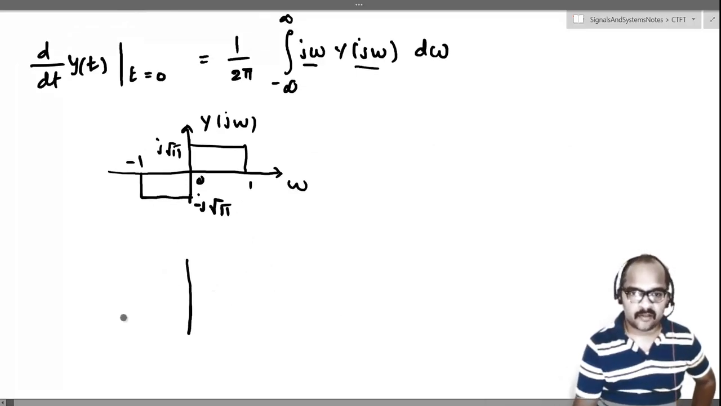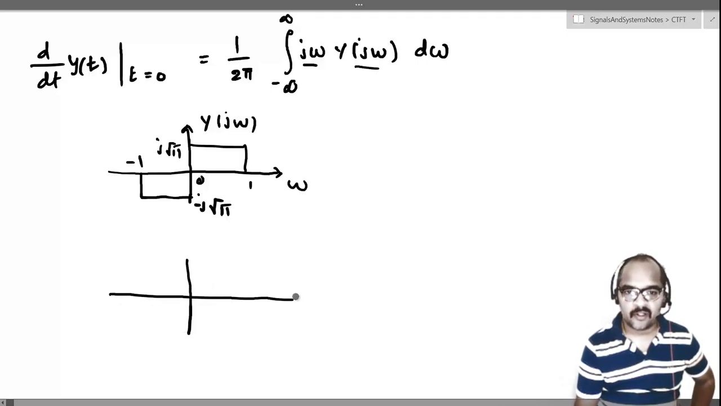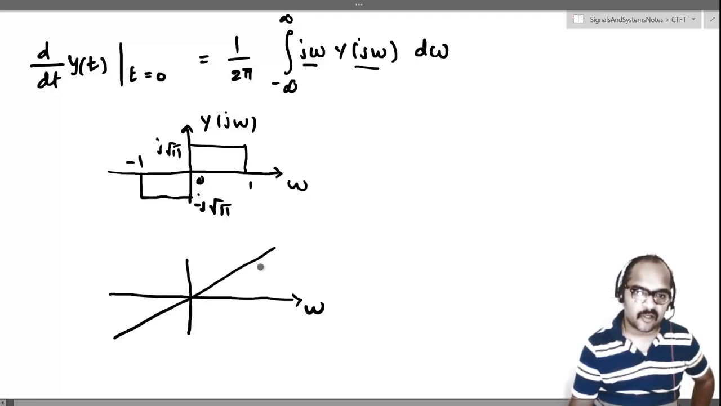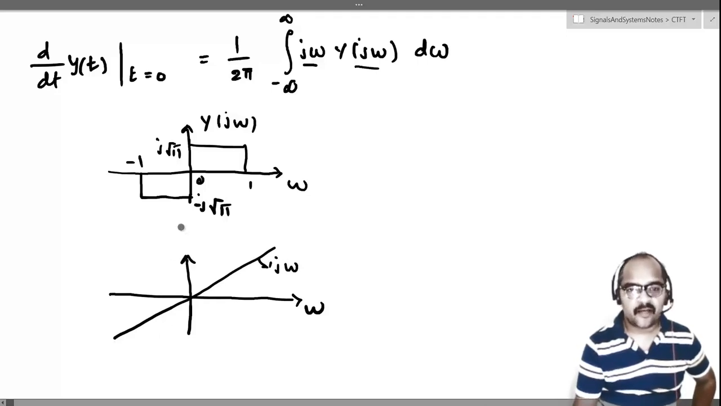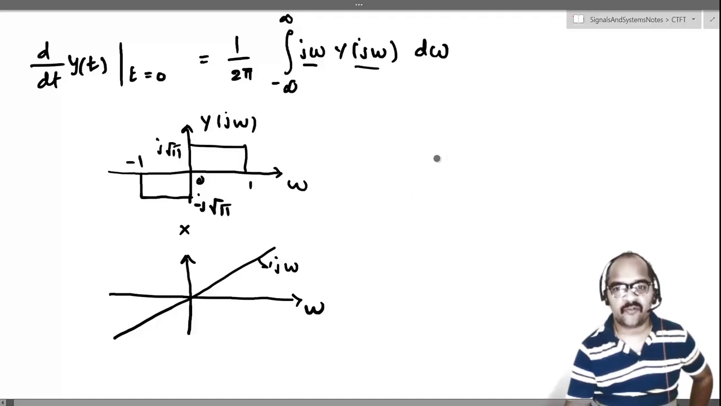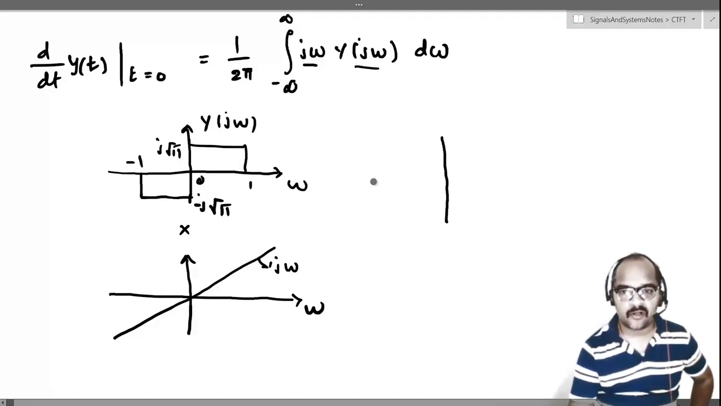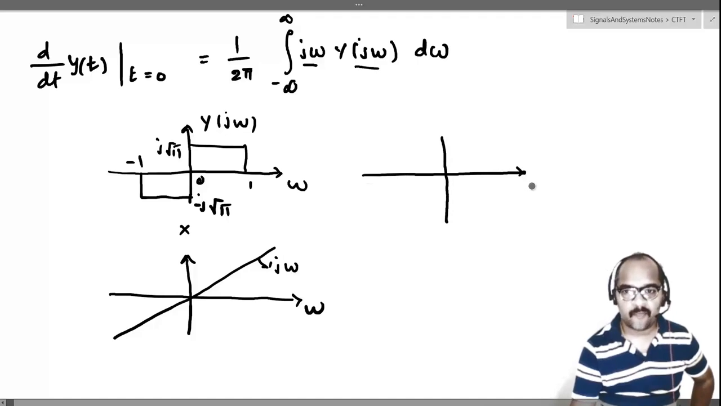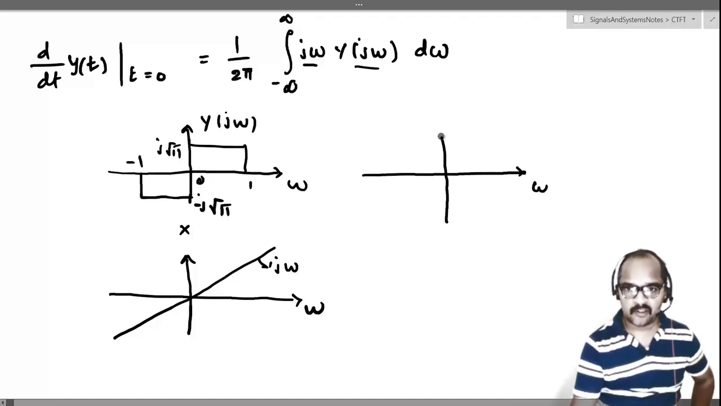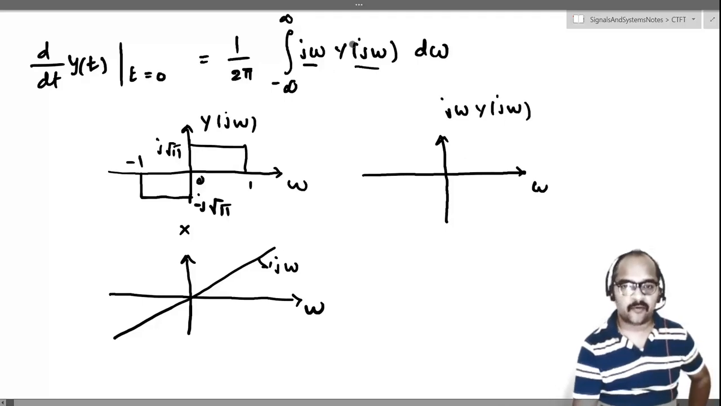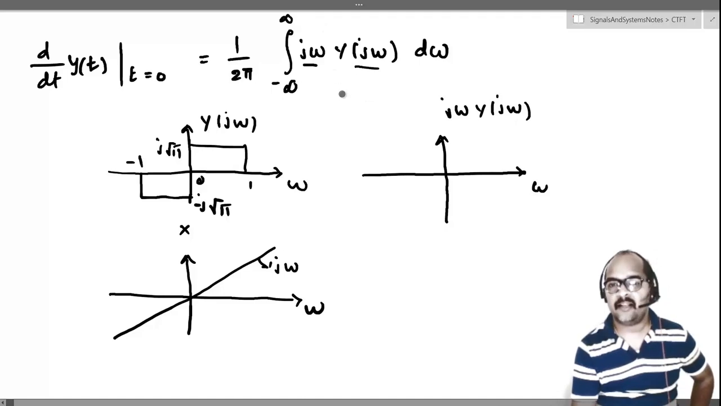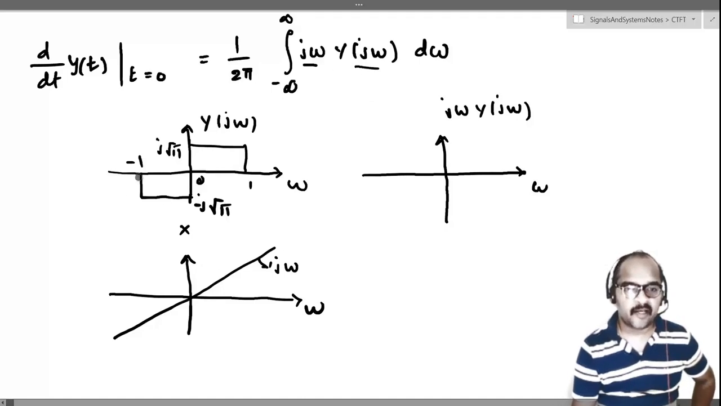So that fellow is multiplied with j omega. So how does the plot of j omega look? The plot of j omega is a straight line passing through origin with the slope j omega. Okay, so now we have to multiply these two. So if you multiply these two, how does the product look here? Let us try to plot it. This is our omega. So what is that we are plotting? We are plotting j omega into y of j omega. Correct? We have to first multiply them and then take the area. So if you multiply these two, what will happen?